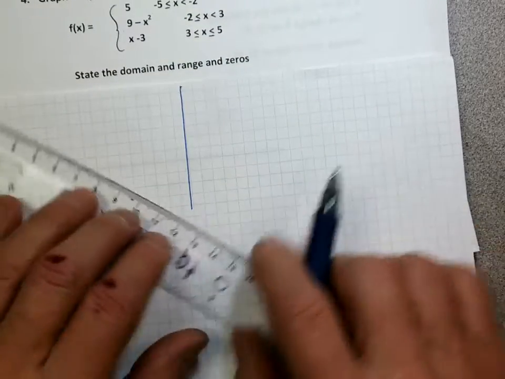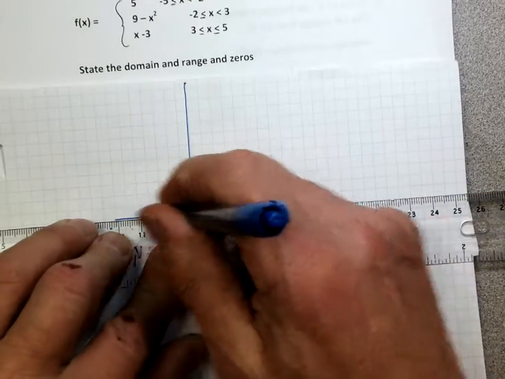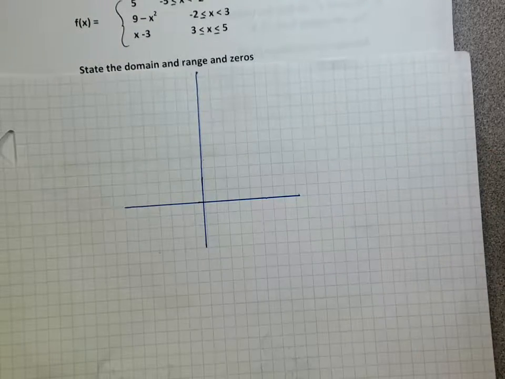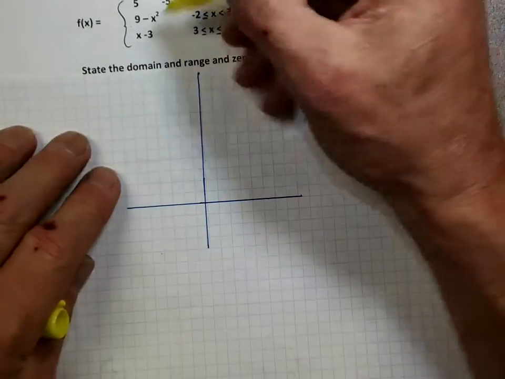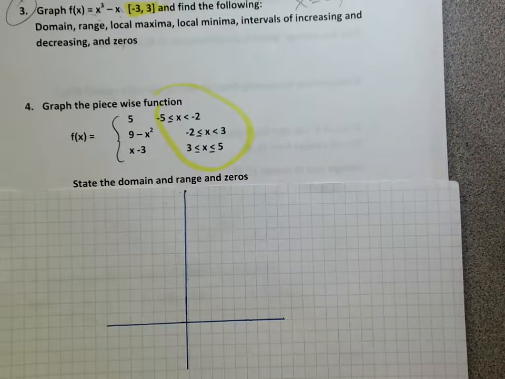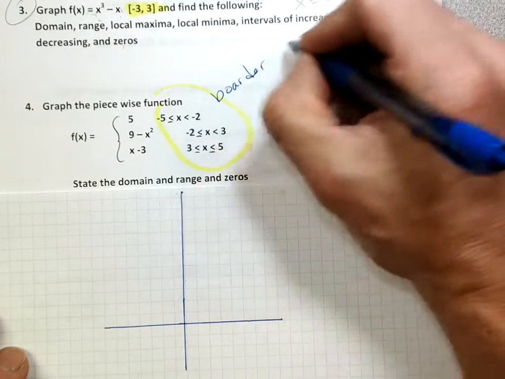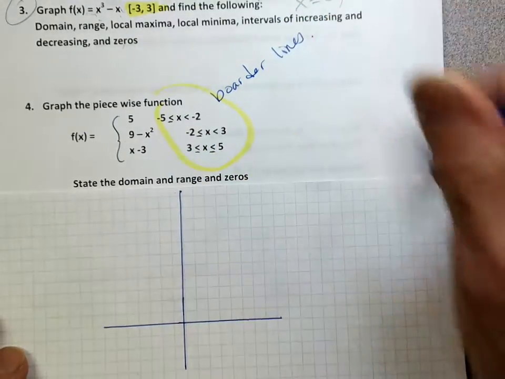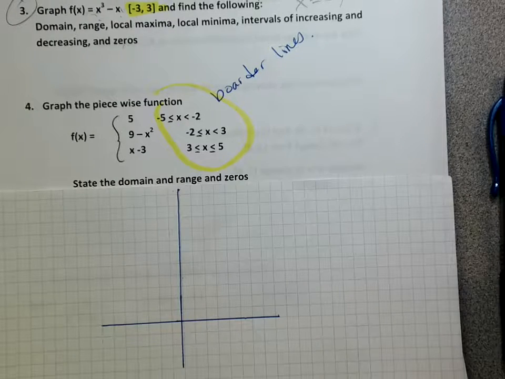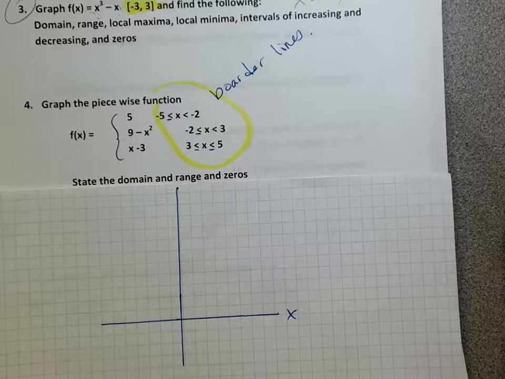Oh, I gotta go all the way up to 9, so better make it nice and big. So when I do the piecewise graph, the first thing I do is put in my border points. These are my border lines. Okay, am I going slowly enough? These are x values. There's my x-axis.